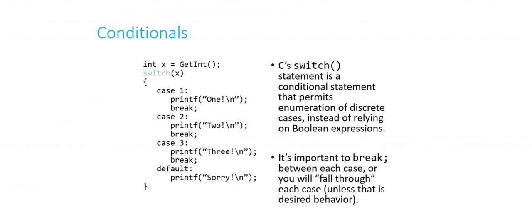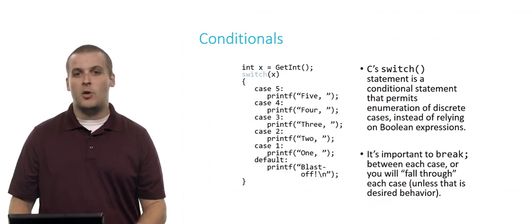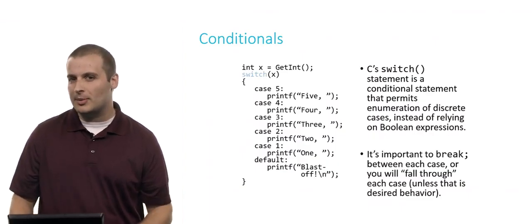So if I didn't have any breaks there and the user typed 1, what would happen is it would print 1, 2, 3, sorry. That's kind of strange behavior, right? You might think so, but there are actually some cases where this could be a pretty useful thing. So here's another example of a switch statement where I omit the breaks, but I do it on purpose.